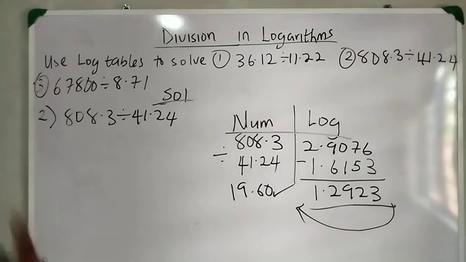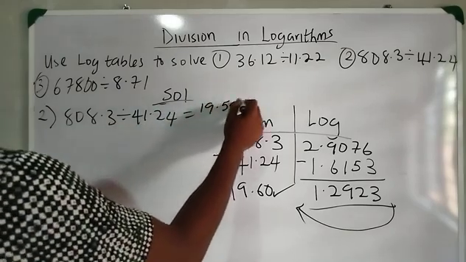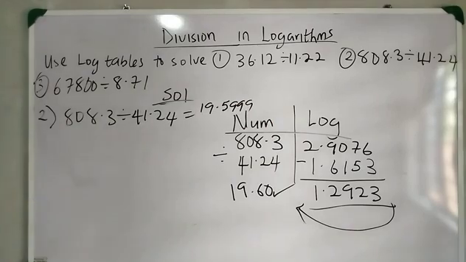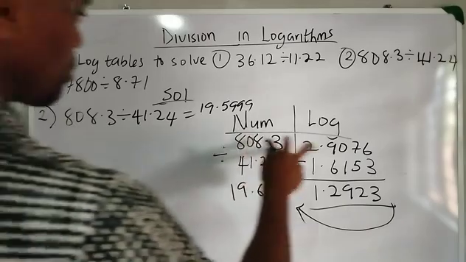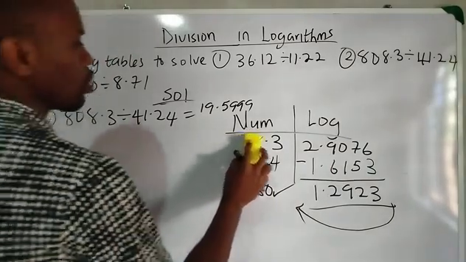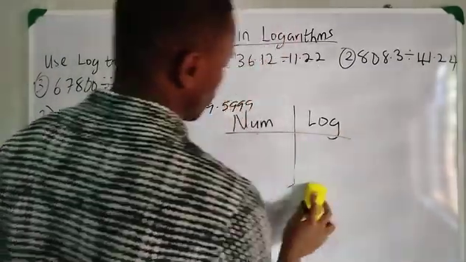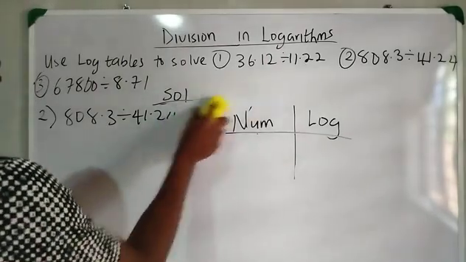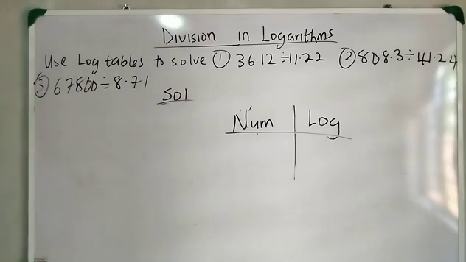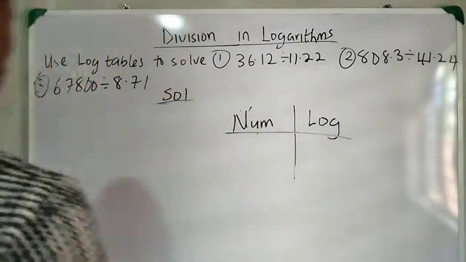And if you really punch a calculator, you are going to actually have 19.5999. So if you notice, whatever you get with your logarithm tables is always approximately equal to what you get with your calculator. So it's really easy. The only thing you have to learn here is how to use your logarithm and anti-logarithm tables effectively and efficiently. Once you know that, the only other thing you need to know is that when numbers are dividing, you have to subtract. If they are multiplying, you have to add, and you are good to go.